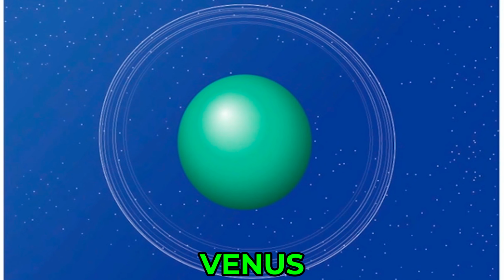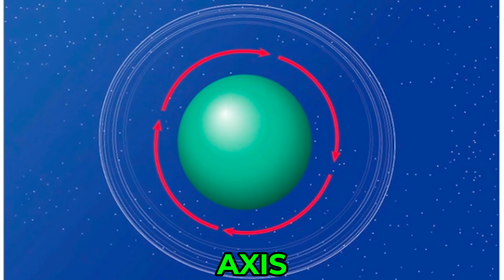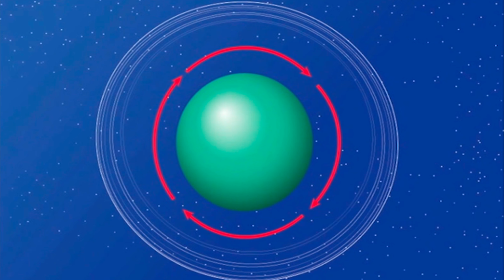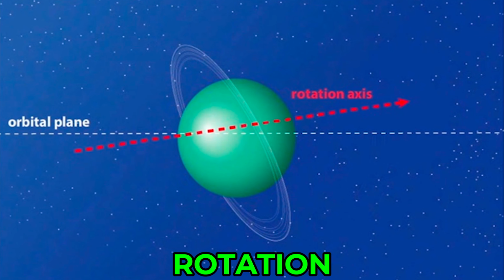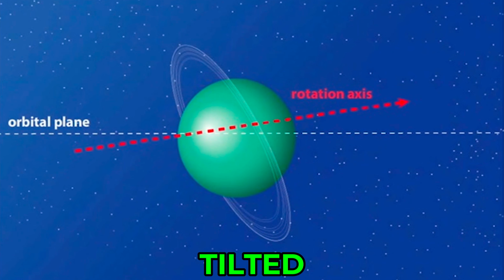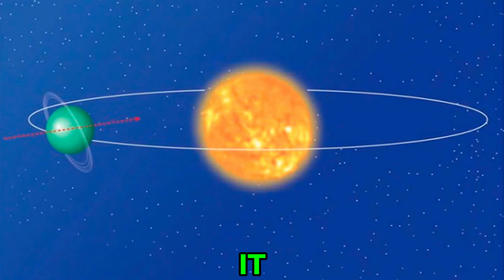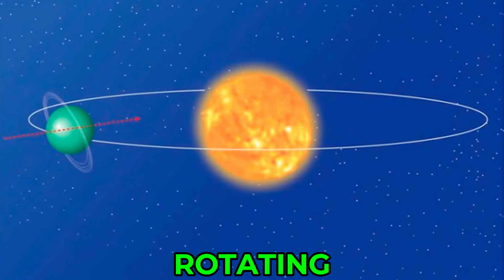Similar to Venus, Uranus spins on its axis in a clockwise direction called retrograde rotation. It also has a rotation axis that is tilted almost parallel to its orbital plane. This makes it appear that Uranus is rotating on its side.